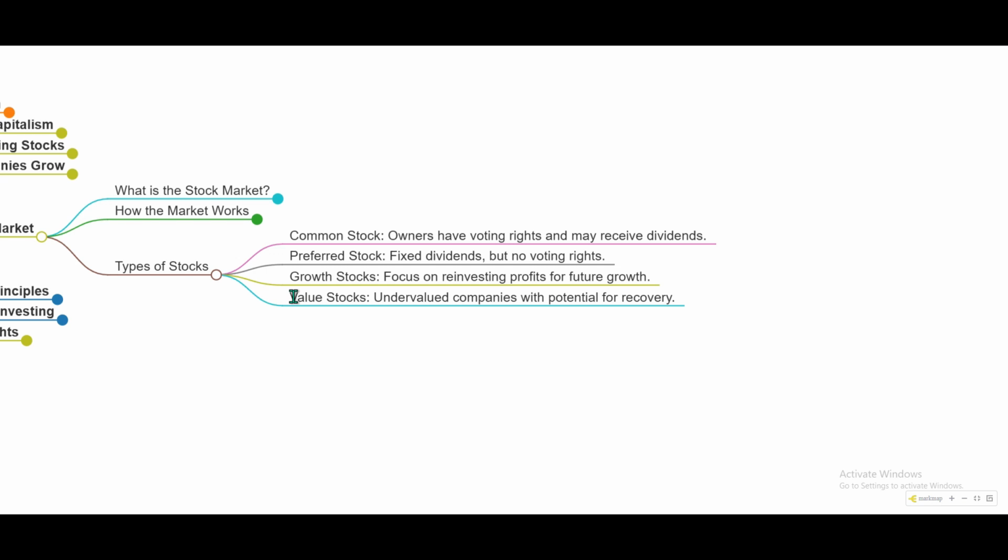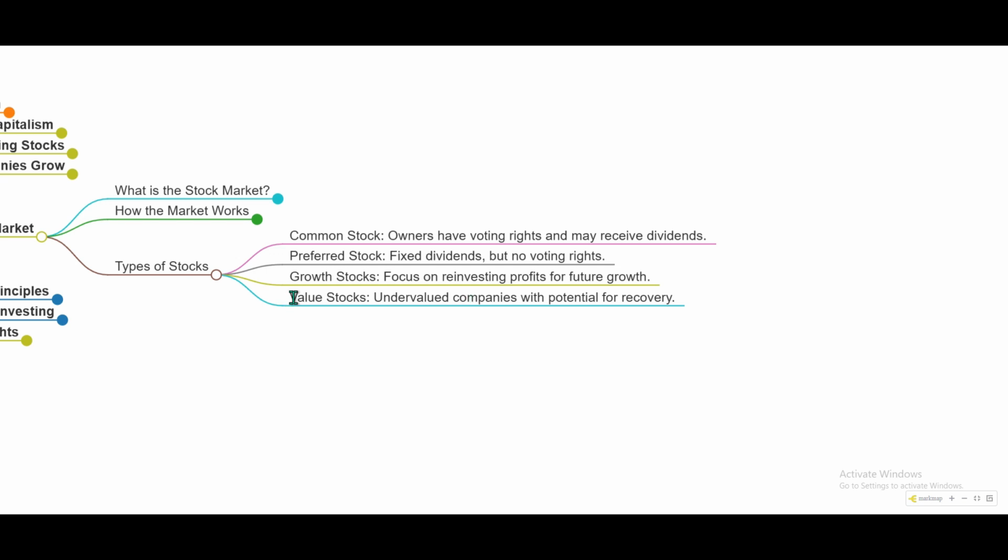And value stocks. What are value stocks? These are undervalued companies with potential for recovery. There are some companies which get some kind of temporary loss, and they have potential for recovery, and these are undervalued companies.